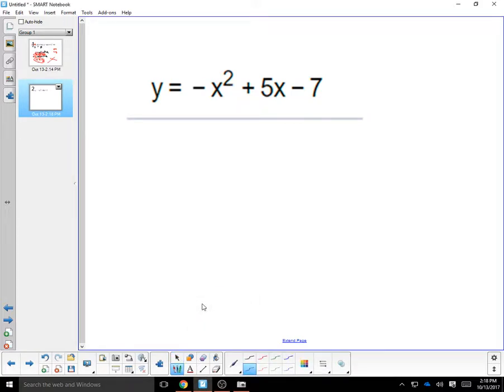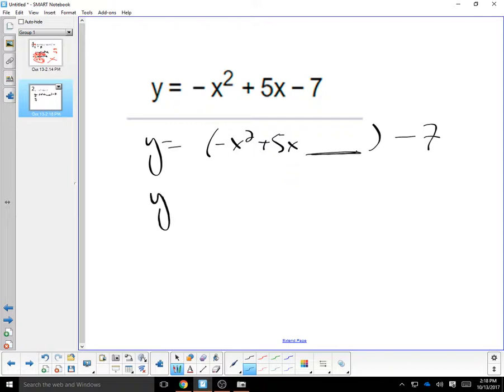So I've got y equals, here's the first thing I'm going to do. y is equal to parenthesis negative x squared plus 5x, leave a space. Why am I leaving a space? Because that's where I'm going to complete the square. Now, I don't want that negative in front of x squared, so I'm going to have to factor it out. So when I factor out, it's going to give me x squared minus 5x, space, minus 7. See it? Cool.